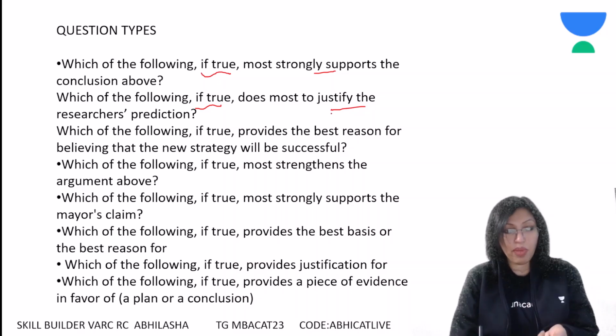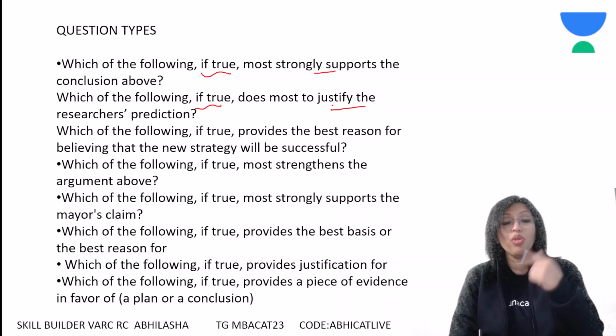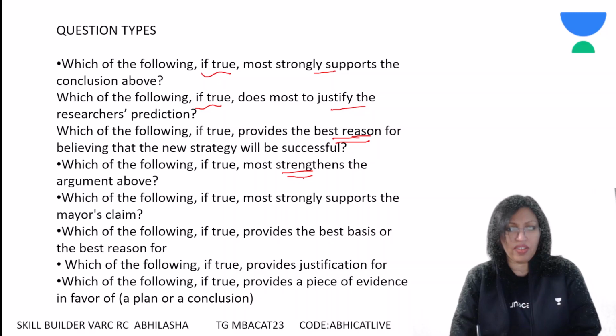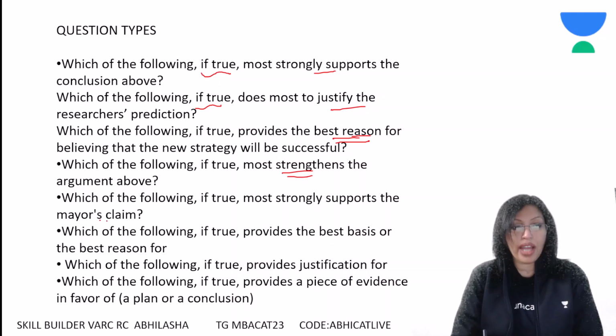So researcher has made a prediction. We are trying to prove it right. Okay. So justification, proof. Which of the following provides the best reason for believing that the new strategy will be successful? So you find a reason for saying that the strategy will be successful. Which of the following most strengthens the argument above? Again, strengthen. Which of the following most strongly supports the mayor's claim? So find the mayor's claim and then find something that will support his argument.